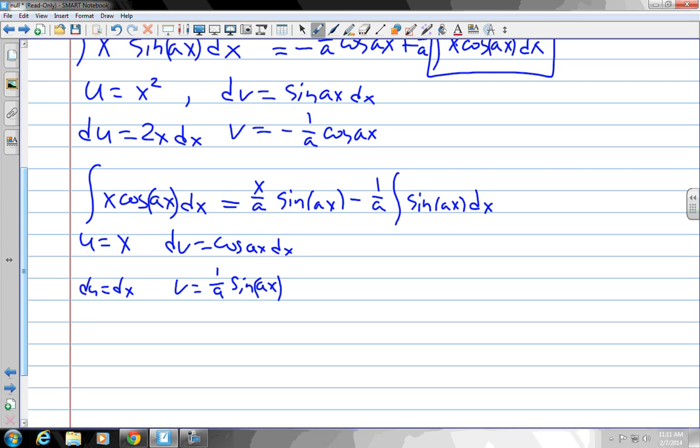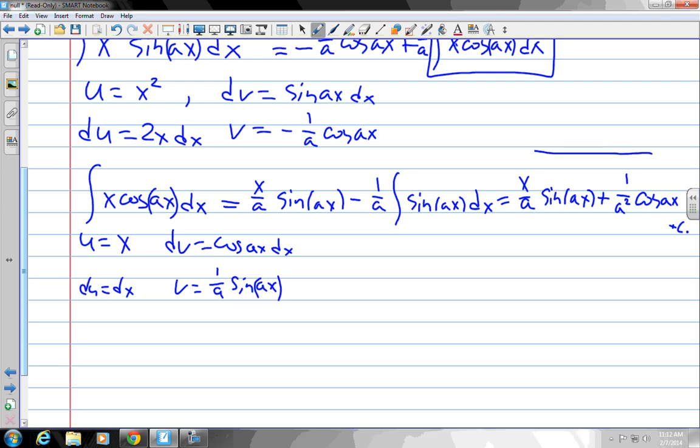Right? That integral we can do. What is the integral of sine of ax? That's right. We already did it. It's right here, right? So the whole thing becomes x over a sine of ax. Since the value of this integral comes out negative, negative and a negative give me a positive. 1 over a gives me 1 over a squared cosine ax. Right? You can put plus a constant if you want to.